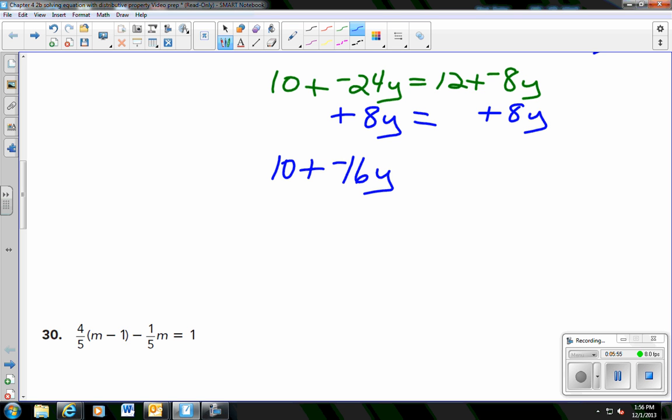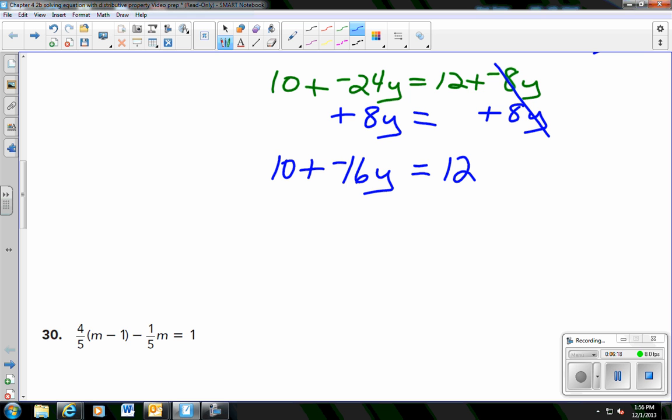Again, you can use your calculator there. You don't need the y with it. Just type in negative 24 plus 8, and you'll get negative 16. Bring down your equal sign, and then we're not doing anything with the 12. So these cancel because they equal 0. So 12 plus 0 would give you 12. So we're getting a step closer. Again, the ultimate goal, get the variable by itself.